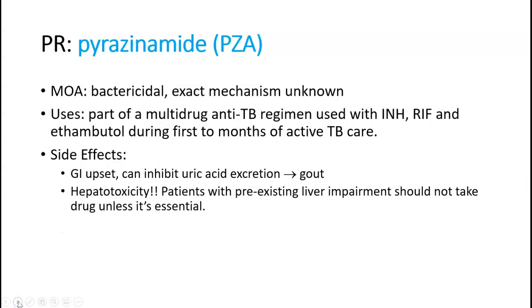And then the last drug here is pyrazinamide, PZA. And this is also bactericidal, but we don't really know exactly how it achieves its bactericidal properties. It's used as part of multi-drug regimen along with INH and rifampin and ethambutol for active TB care. So you'd see this one less for latent TB and more for active TB. And again, hepatotoxicity. Surprise.